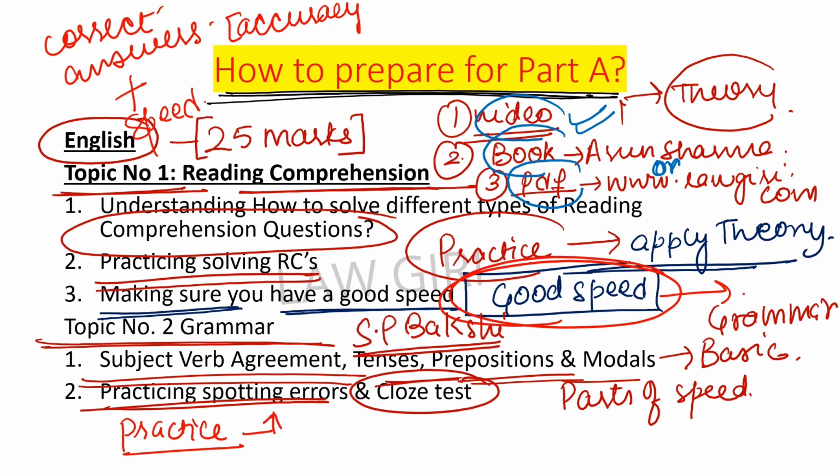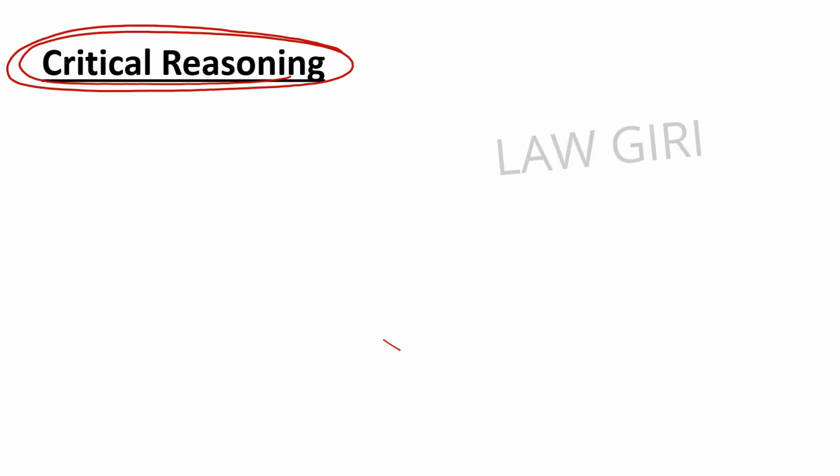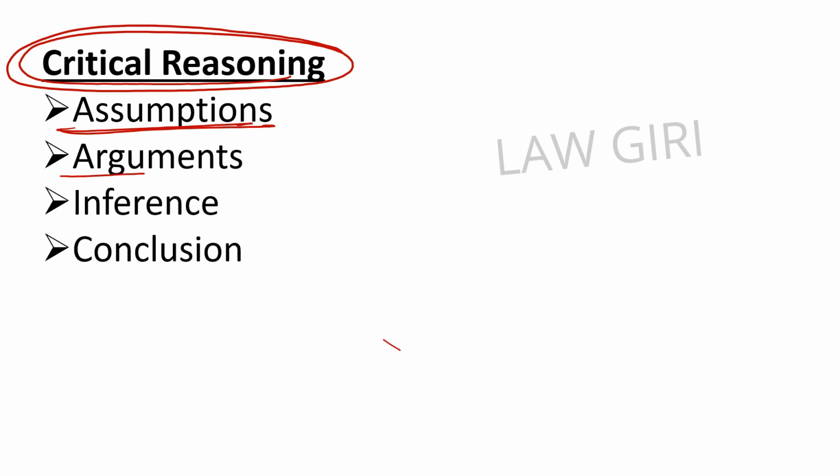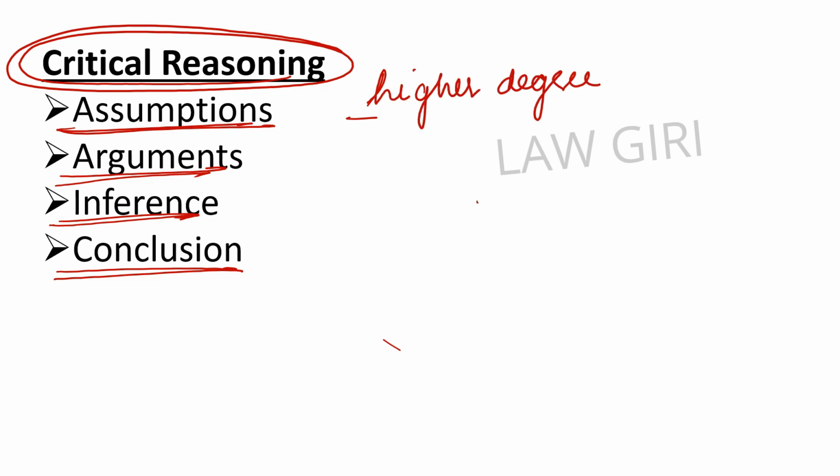Earlier I was telling you grammar you need to do, keep it as a second run option, no, keep it as a first run option, and reading comprehension also. Critical reasoning. Now critical reasoning, the topics that are important: assumptions, arguments, inference, conclusion. These are really important. Though in the sample paper you won't find that it is that important, but it is there. It is easier, so that is why we are able to solve the questions. We can expect a higher degree of difficulty in the exam.